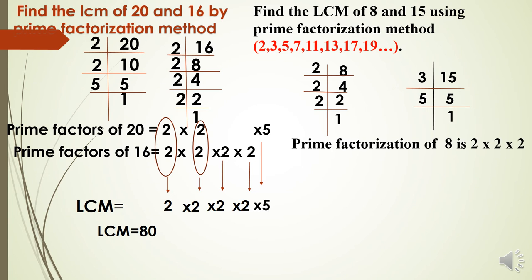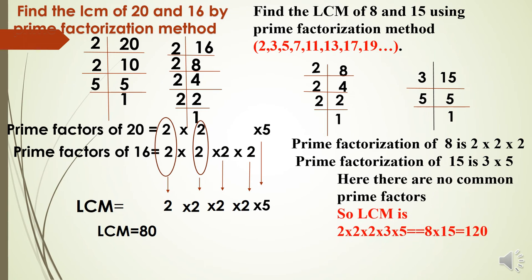Let us write the prime factors of 8: 2 into 2 into 2. Prime factors of 15 is 3 into 5. Is there any common factor? No. Here there are no common factors, so its LCM is 2 into 2 into 2 into 3 into 5.